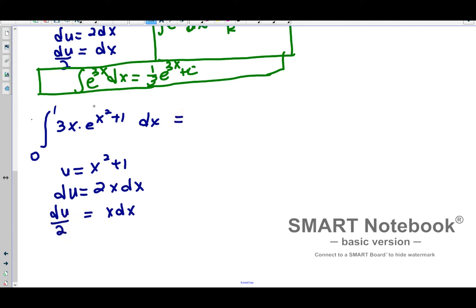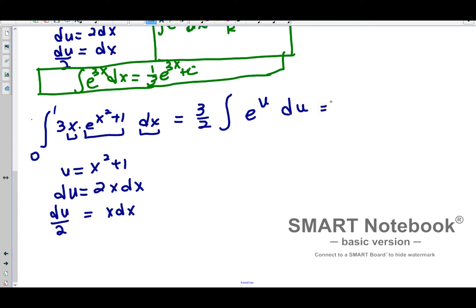So we come over here and factor the 3 outside. This part is going to become e to the u. And the x dx is the part where you have to figure out what you can replace it with in terms of the u variable. So x dx is the same as du over 2. And the over 2 part I'm going to put on the outside.